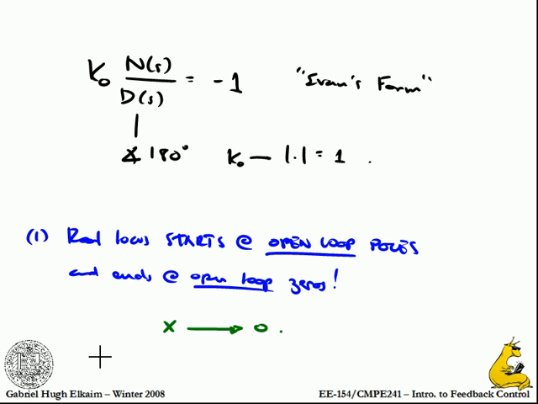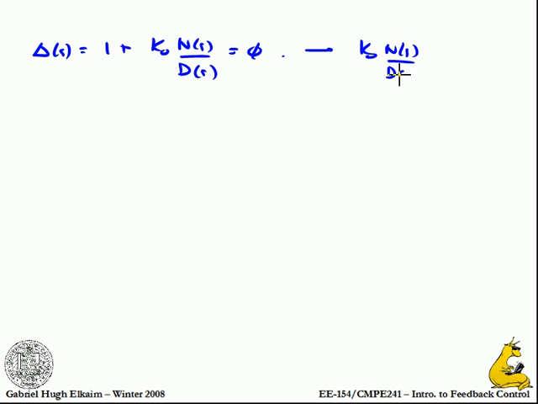Now, let's prove why that is. I have delta of S equal to 1 plus K naught N of S over D of S equal to 0. This is my characteristic polynomial, and the roots of my characteristic polynomial are what give me a closed loop response. So I'm looking for where this is 0. We put this in Evans form by saying K naught N of S over D of S is equal to minus 1.